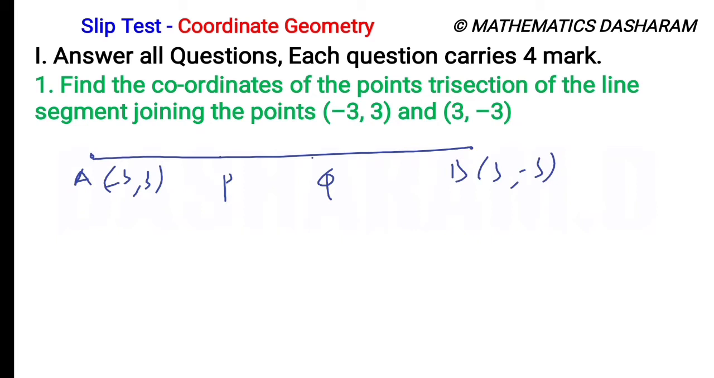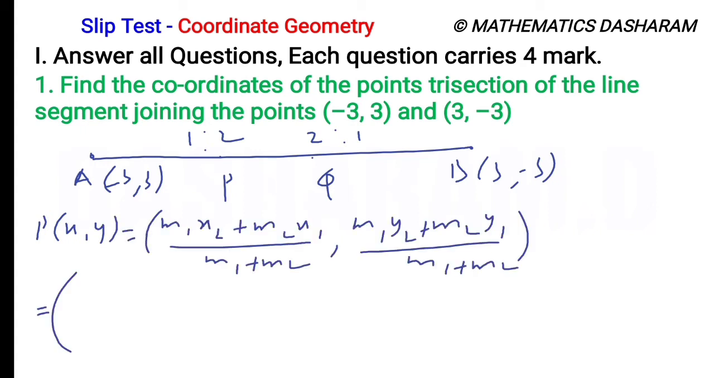The point P is such that A to P is 1 unit and P to B is 2 units, so the ratio related to point P is 1:2. A to Q is 2 units and Q to B is 1 unit, so the ratio related to point Q is 2:1. Let's find the point P (x, y) using the section formula. Here (x1, y1) and (x2, y2), and m1 is 1, m2 is 2.